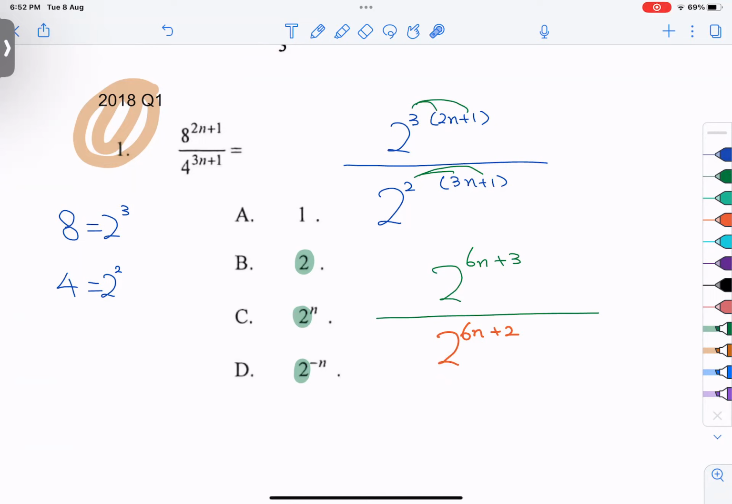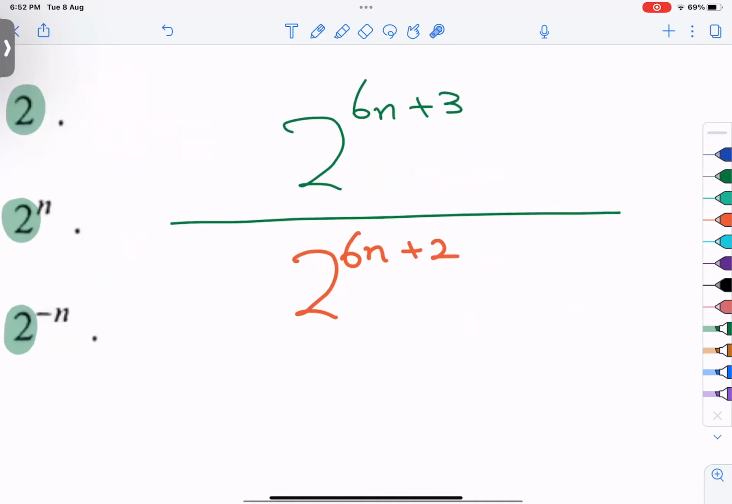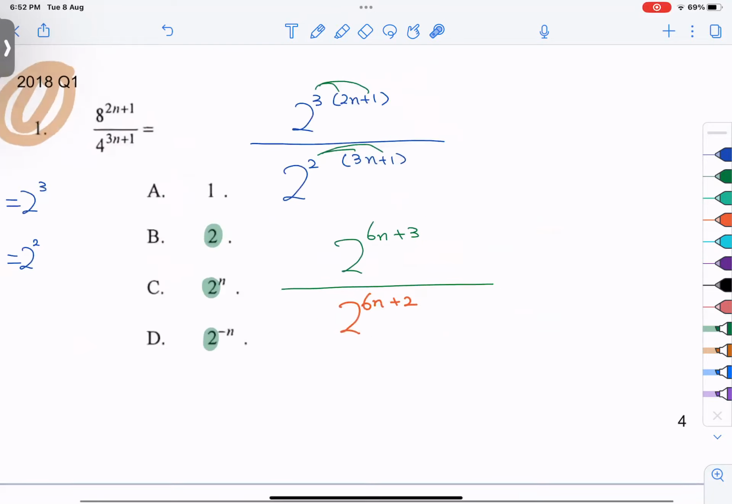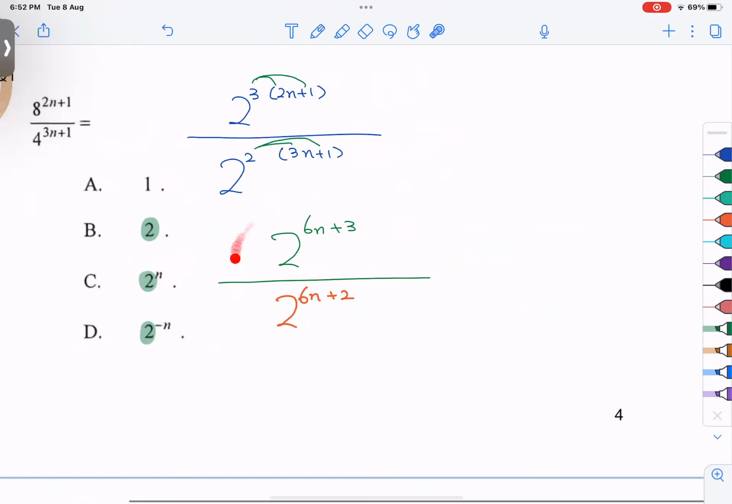Then you will have to figure out which one is higher power. This is bigger or this one is bigger. 6n plus 3 or 6n plus 2. Which one is bigger? Plus 3. If this is the bigger, you keep it there, and then the big minus small. So next step, it will be just write it once, then the big minus small.